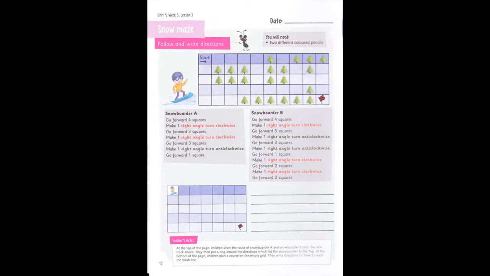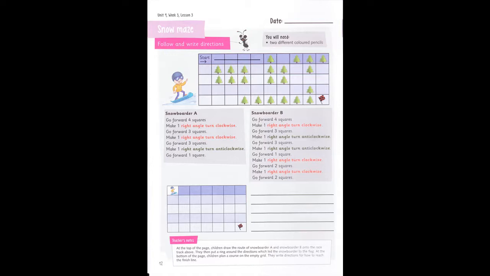So, A, go forward 4 squares. So let's draw a line going forward 4 squares. 1, 2, 3, 4. There we are. Have you drawn your line? Excellent. So now we need to make 1 right angle turn clockwise.